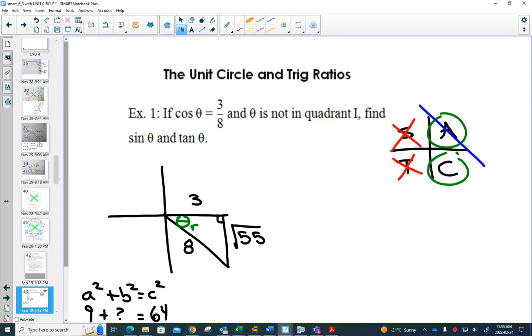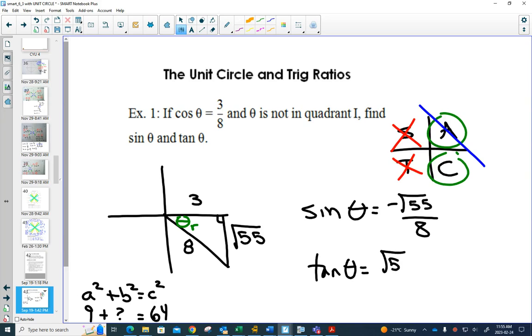And once you've drawn your triangle, you can now go to your reference angle and say, well, I can figure out sine because sine is opposite over hypotenuse, and because it's in quadrant 4, sine would have to be negative. And I can figure out tan, because tan is the opposite side over the adjacent side, and because it's in quadrant 4, it would have to be negative.